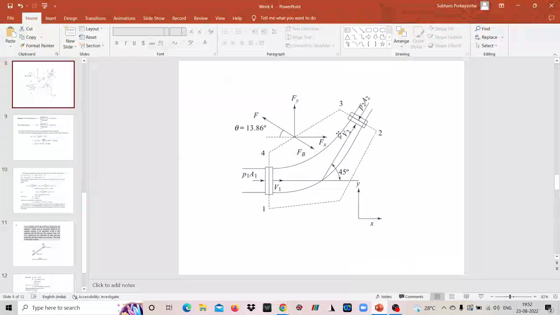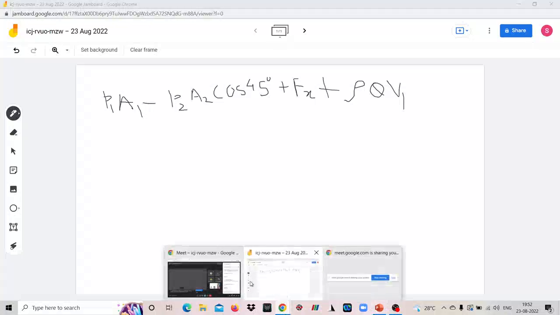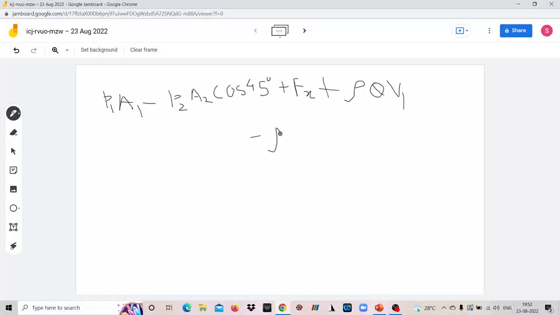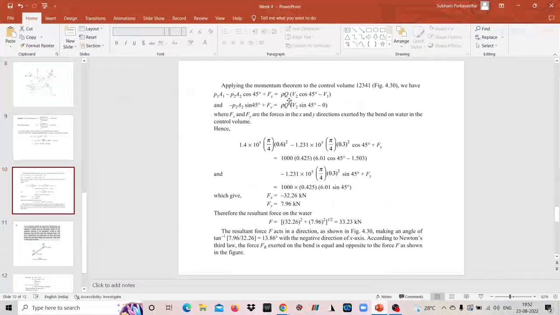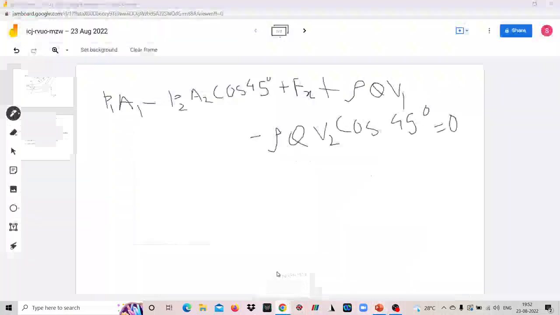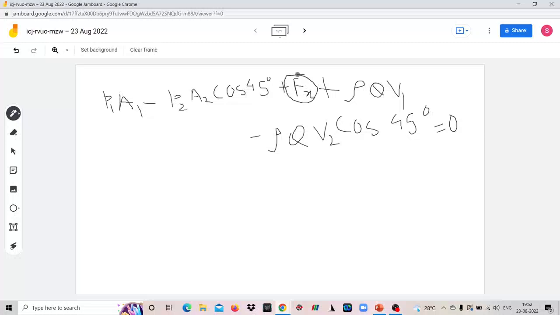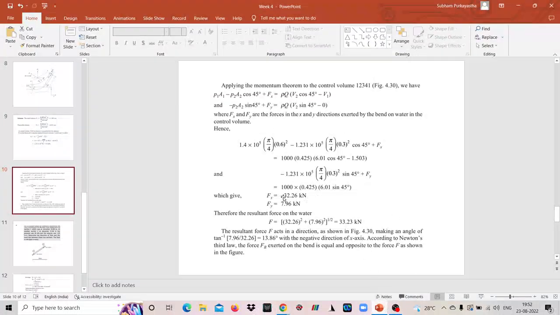Now, what about this? Again along the negative x-axis, so it will be minus rho Q V2 cos 45 degree equal to 0. So this equation is written here directly; rho Q V2 on the other side will be minus. If you look at this equation, the only unknown is Fx, so from this equation you can find the value of Fx. And the negative sign basically means Fx is acting along the negative x-axis.